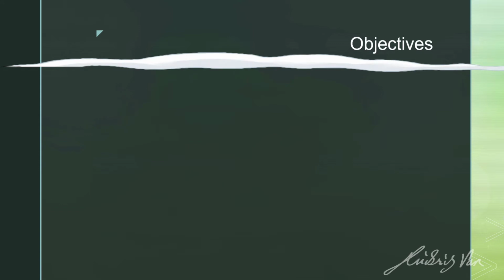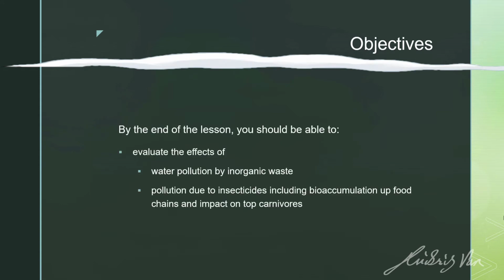So by the end of this lesson, you should be able to evaluate the effect of water pollution by inorganic waste and pollution due to insecticides, including bioaccumulation up the food chain, and impact on top carnivores or apex predators. Apex means top. But first, what is pollution?